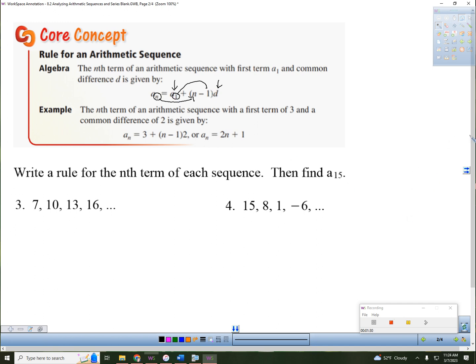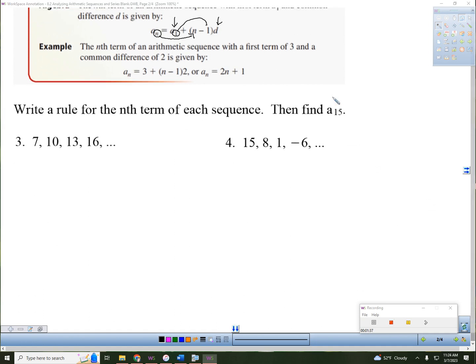So we're going to write a rule and then find a sub 15. I see that I am adding 3 every time. Now we learned in 8.1 that you can do this a different way, but because sometimes you have to use it, we're going to use the formula. So I'm going to be plugging into this formula right up here. I have a sub n is equal to, now I have to plug in my first term. My first term is 7 plus n minus, now since I used the first term, this stays a 1. And then I know that my difference is 3. I'm adding 3 every time, so I'm going to multiply by 3.